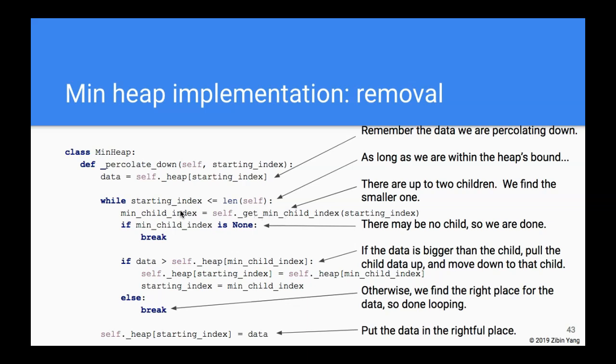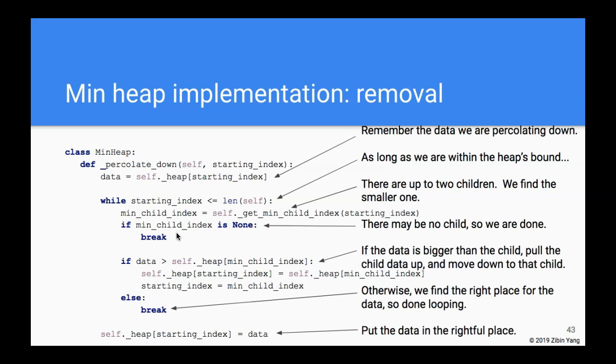And so at each step, the first thing we do is, remember, we have choices of either left child or right child. We have to pick the one that is smaller. So we'll write another method called get min child index, which will return the index of the smaller child of the two. Now, it's possible that there's no child at all, right? And that's what this method will return if there's no child at all: it returns None. So in that case, well, we can't do percolating down anymore and we are done, right?